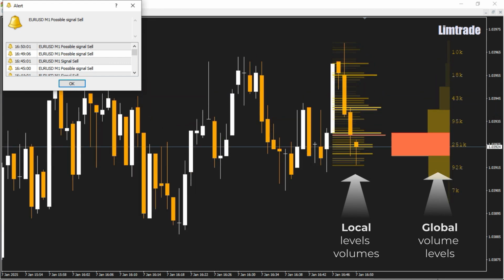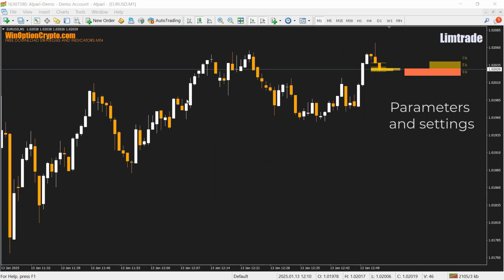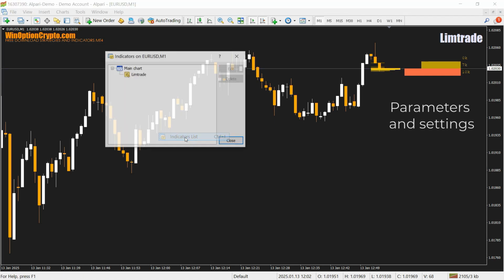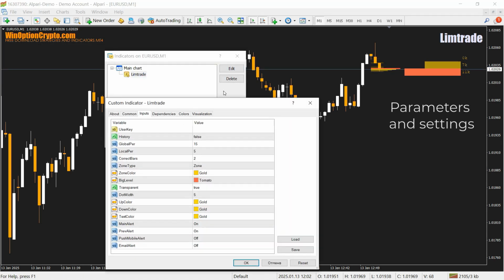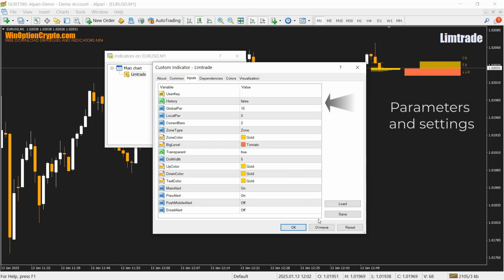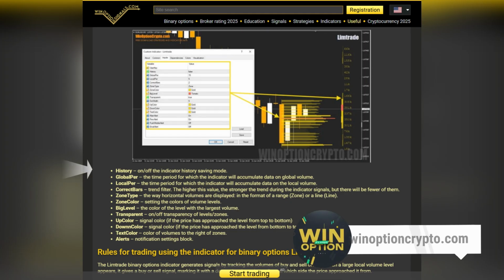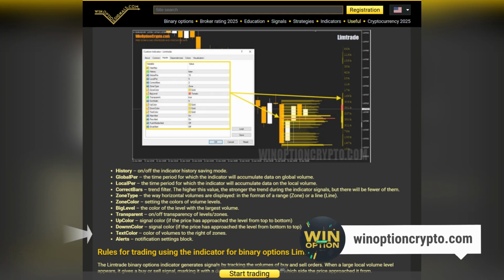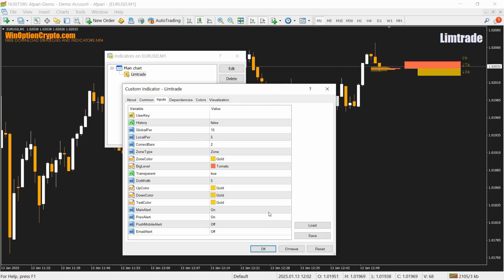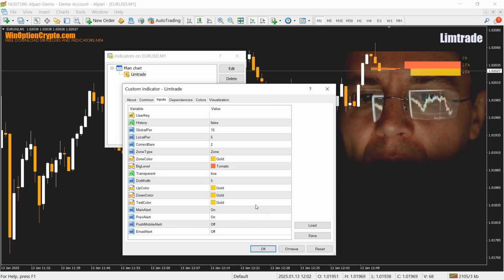The Limtrade indicator has few adjustable parameters, and all of them are intuitively understandable even for novice traders. We will not dwell on getting to know each variable of the indicator for a long time. This is described in detail in the review article on our website, but we will still focus on 2 parameters.